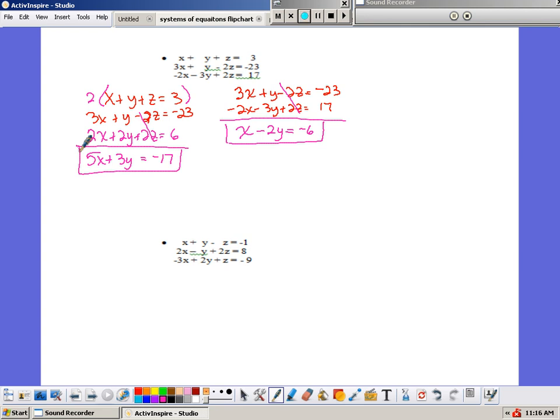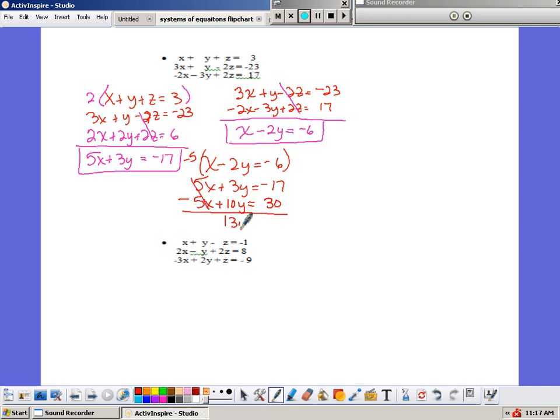I always like to have students with me just in case I go so fast that I make a mistake and think too fast. So hopefully they're correct. So x minus 2y equals negative 6, and 5x plus 3y equals negative 17. Multiply the top one by negative 5. Negative 5x, shouldn't have drew that line. Negative 5x plus 10y equals 30.